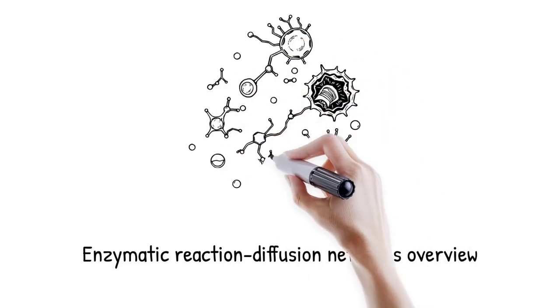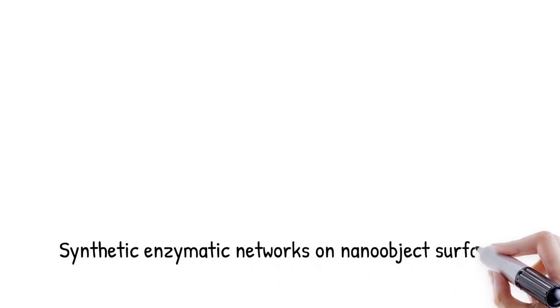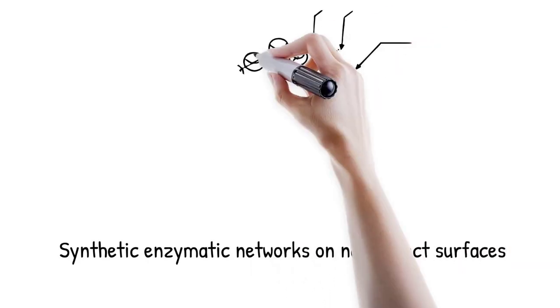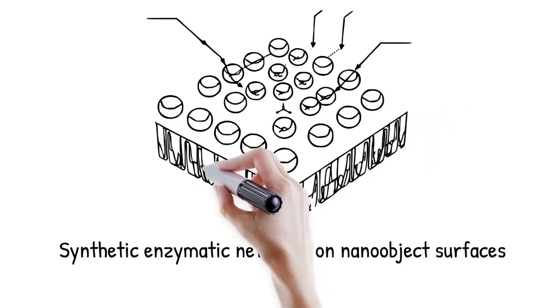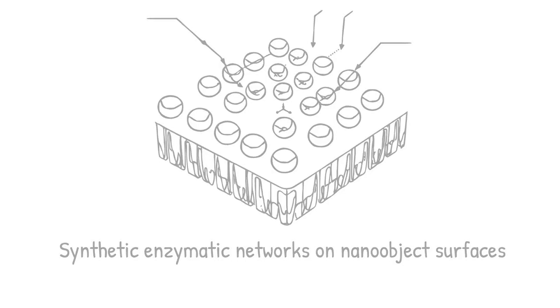Enzymatic reaction diffusion networks leverage cascades of enzyme-catalyzed steps coupled with molecular diffusion to process information and generate spatiotemporal patterns. In living cells, such networks underlie processes like morphogenesis, circadian rhythms, and metabolic oscillations. Recreating these networks synthetically on nano-object surfaces promises dynamic behaviors, pulses, waves, logic gating. Without microelectronics, achieving this requires precise spatial organization of catalysts and tailored substrate pathways to mimic biochemical signaling.